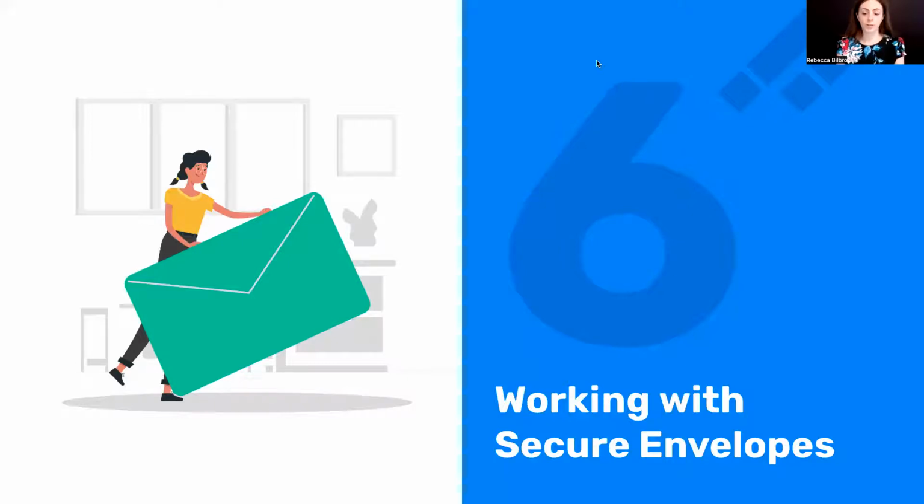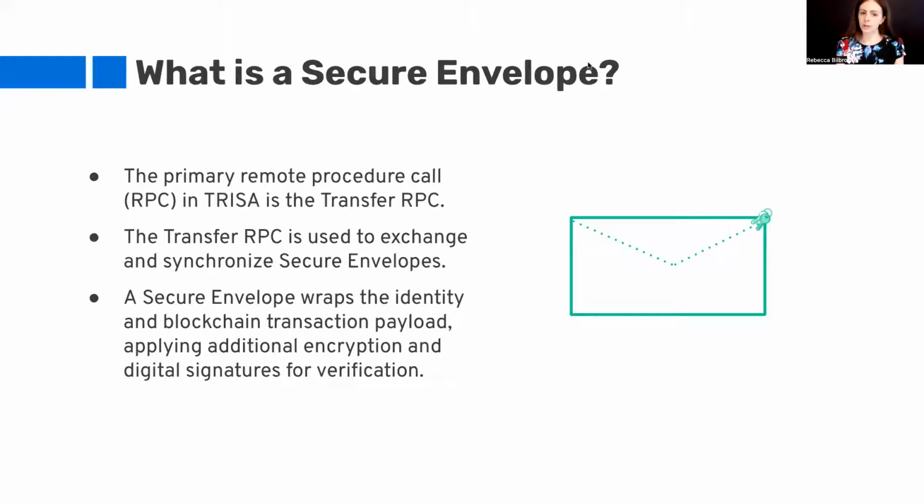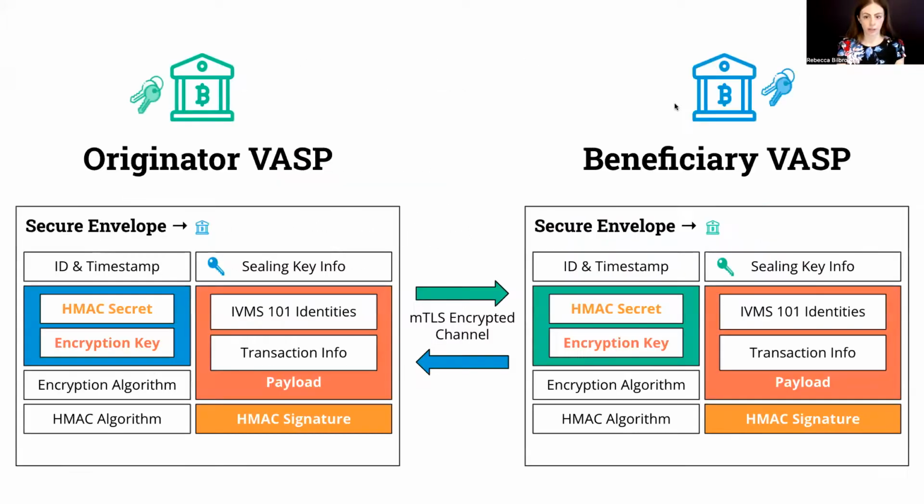In this video, we'll discuss working with TRISA's secure envelopes. What is a secure envelope? Well, the primary remote procedure call, or RPC, in TRISA is the transfer RPC. The transfer RPC is used to exchange and synchronize secure envelopes. A secure envelope wraps the identity and blockchain transaction payloads, applying additional encryption and digital signatures for verification.